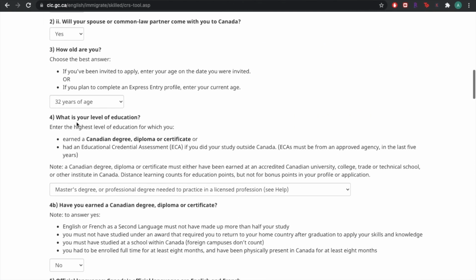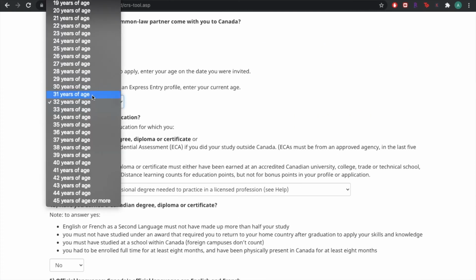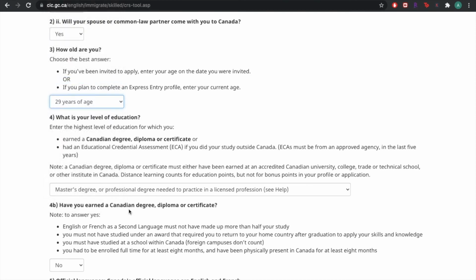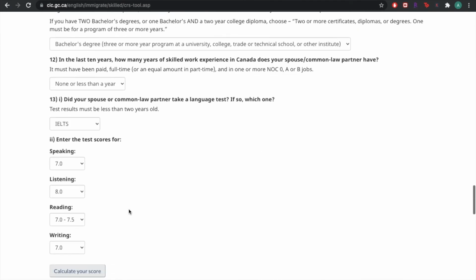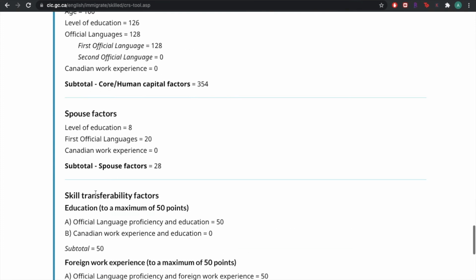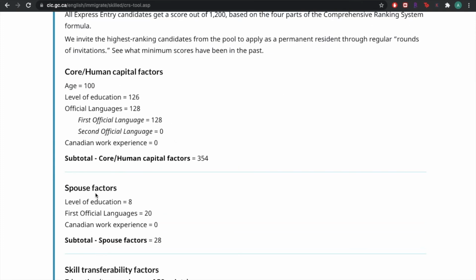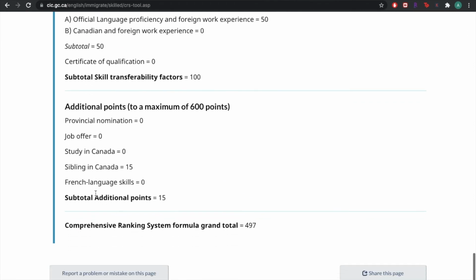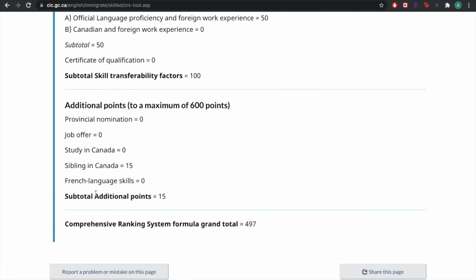Let's say this person is not 32 years old and they're young, they're 29. 29, 32 is not old too, right? And let's calculate their score. See, it literally goes back to 100 points. And look at them, they're chilling at 497. This is beautiful.